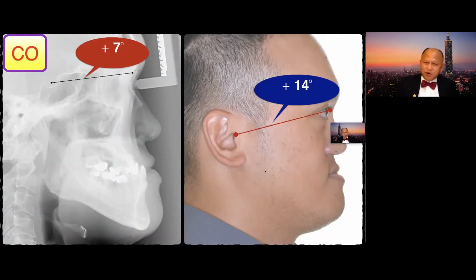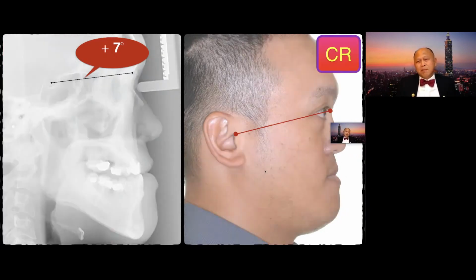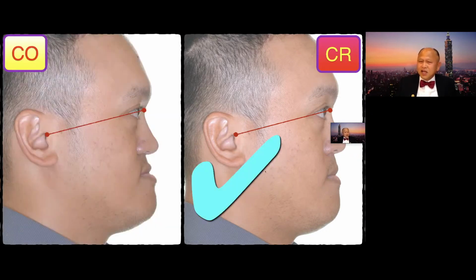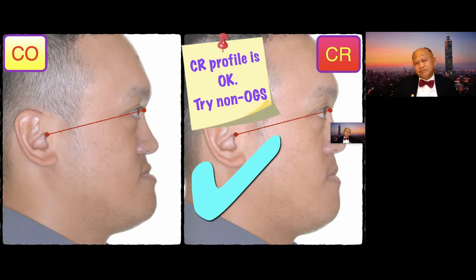And when you look at the profile, the CO profile looks very terrible. But the CR profile is quite straight. I love this straight CR profile. If the CR profile is straight, maybe I can try non-OGS for this case. And the patient prefers non-OGS, so I'm going to give it a try.